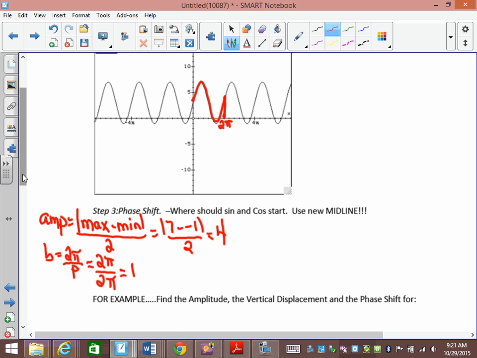Okay, then let's do d. d is my midline or my median value, and it's max plus min divided by 2. And we need this for the equation, but we also need that to be able to get our horizontal translations, right? So it's going to be 8 plus -1 divided by 2, which is 7 divided by 2, which is actually 3.5.